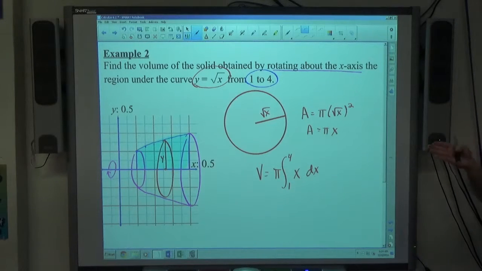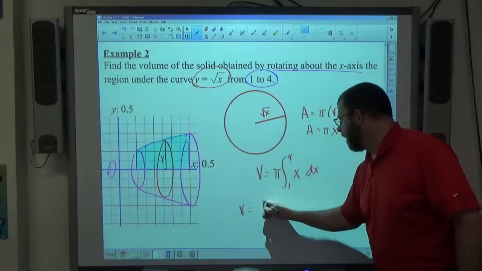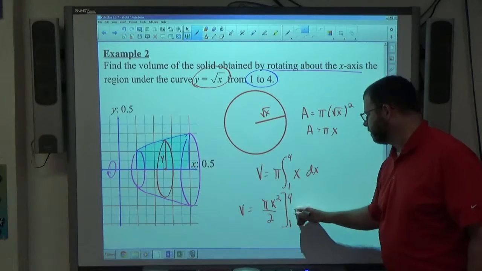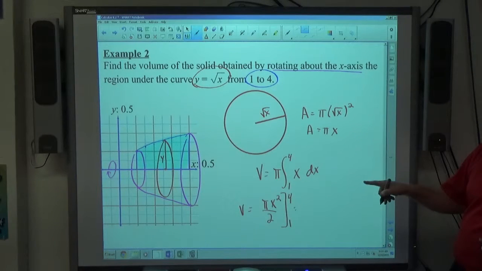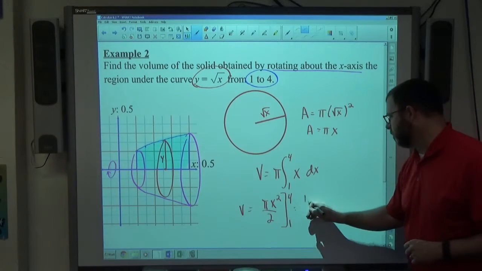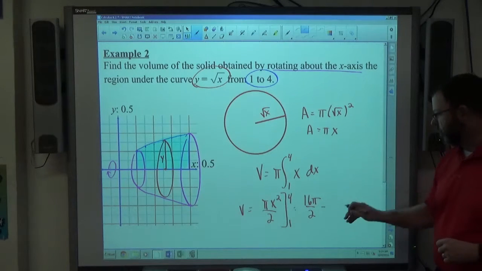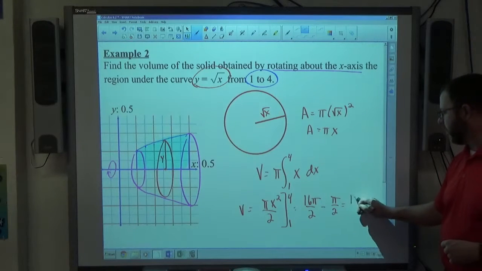Again, I personally like to put the pi outside. I think it's just a little nicer to look that way, but that's the area formula I'm looking at. So the volume is going to equal pi x squared over 2 as we go from 1 to 4. If I put 4 in first, I'm going to get 4 times 4 is 16, so I get 16 pi over 2. If I put 1 in, I'm going to get pi times 1 squared over 2, that's pi over 2. If I subtract, I end up with 15 pi over 2.